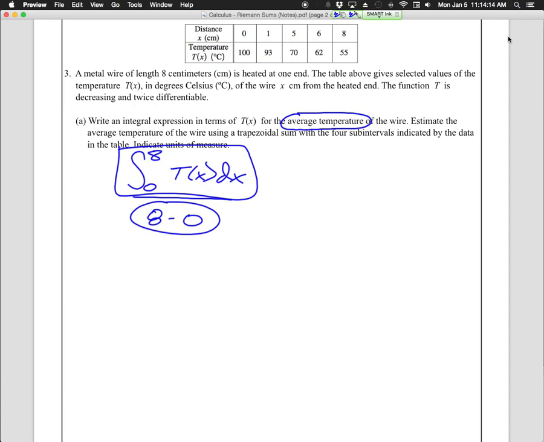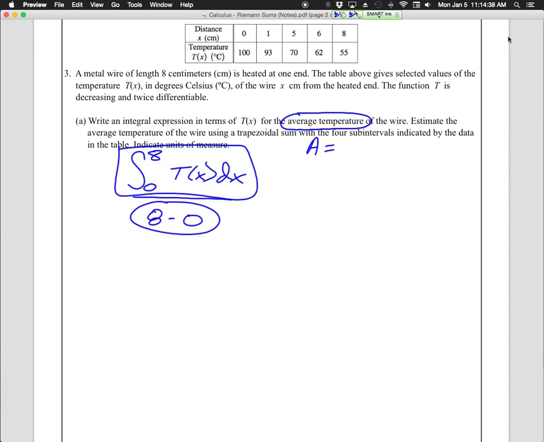Alright, so there's the first part. Write an integral expression in terms of t of x, which we have done. Now it says estimate the average temperature of the wire using a trapezoidal sum with 4 subintervals indicated by the data in the table. So now we need to estimate it using a trapezoidal sum. So now I'm dealing with trapezoids. So we need to know what is the area formula for a trapezoid.